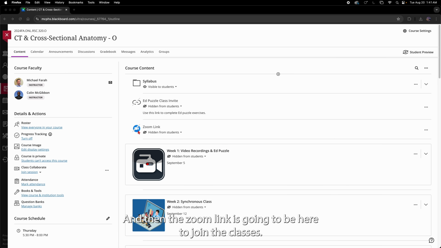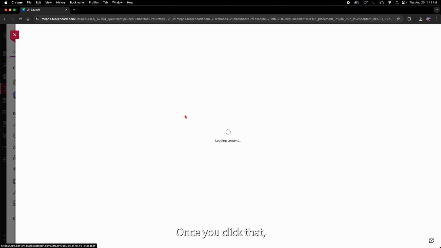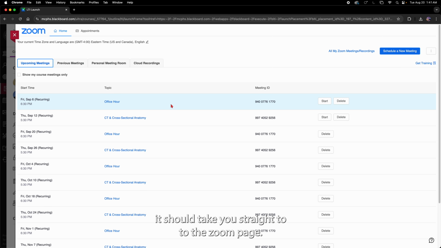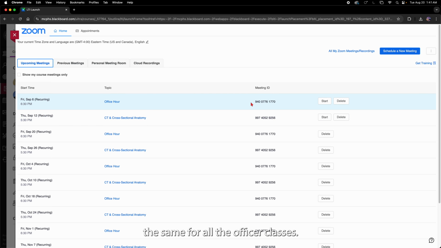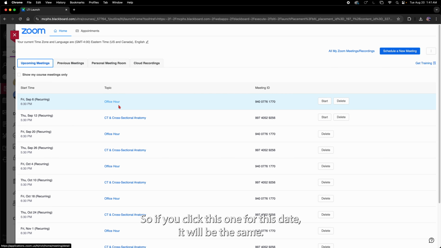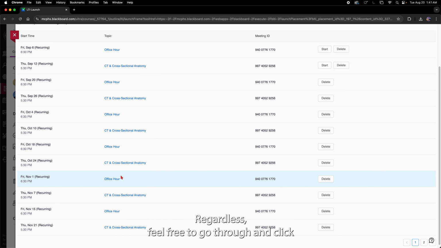All right, and then the Zoom link is going to be here to join the classes. Once you click that, it should take you straight to the Zoom page, and it's also labeled by date. But if you notice, the numbers are the same for all the synchronous classes, and the numbers are also the same for all the office hour classes. So if you click this one for this date, it will be the same regardless. Feel free to go through and click on the right date.